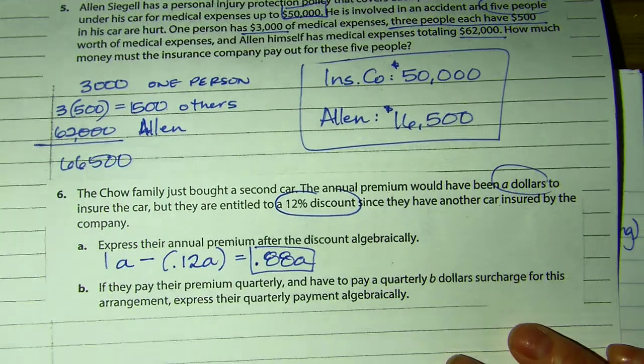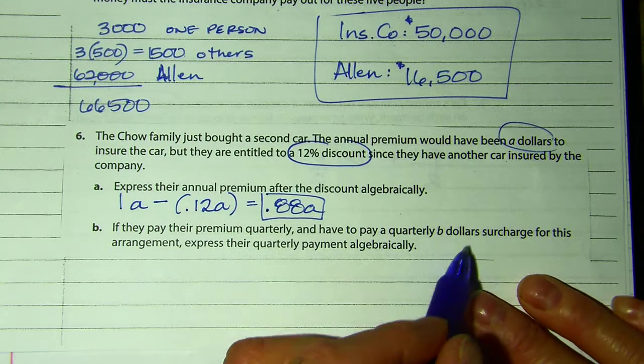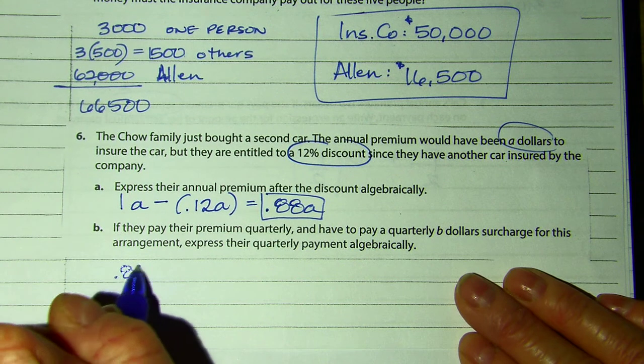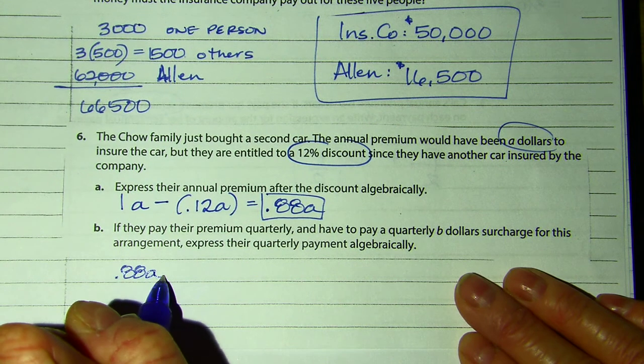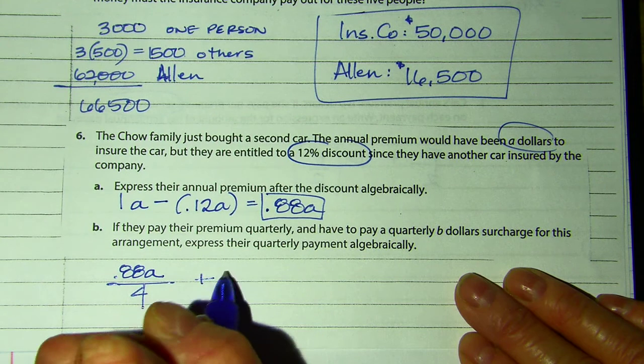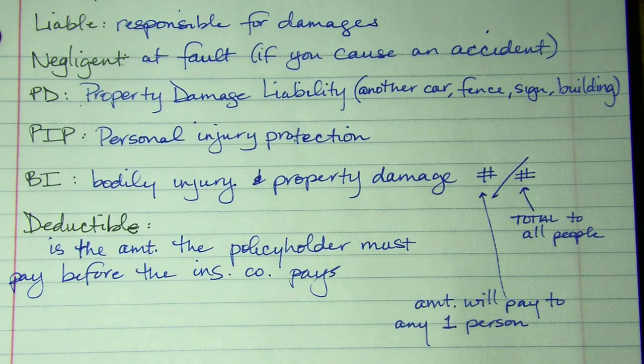If they pay this quarterly, but have to pay a quarterly B surcharge, express it algebraically. Well, if this is the total I'm going to pay per year, I have to divide that by the 4 quarters, and then I have to add the quarterly surcharge, and that would give him his total. Last problem.